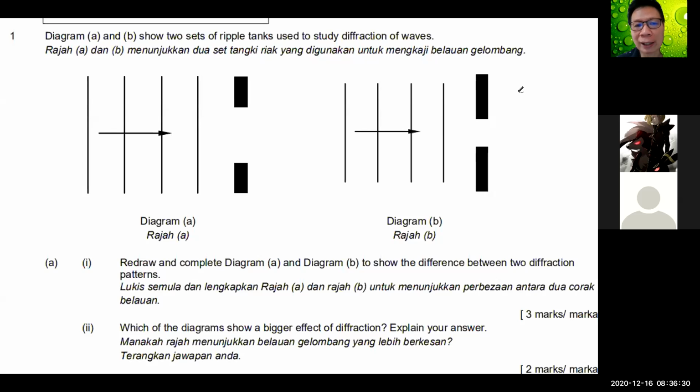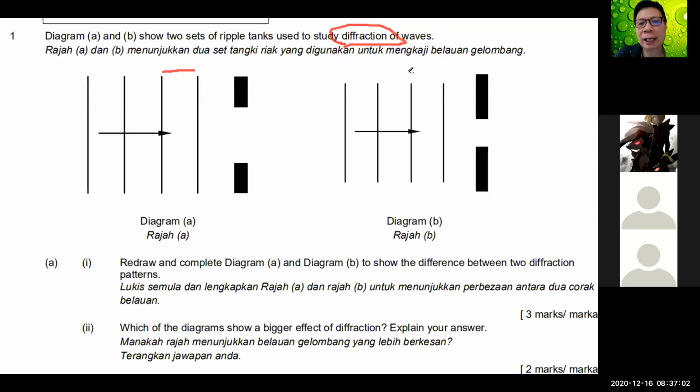Okay, come look at question number 1 now. Diagram A and B show two sets of ripple tank used to study diffraction. Now it is given already. This one is for diffraction. The first diagram shows that this gap is so big. The gap is larger than the wavelength. You see the lambda? Lambda is here. But the gap is bigger than the lambda. So what will happen? In the second diagram, you see lambda is still the same, but the gap now becomes smaller.